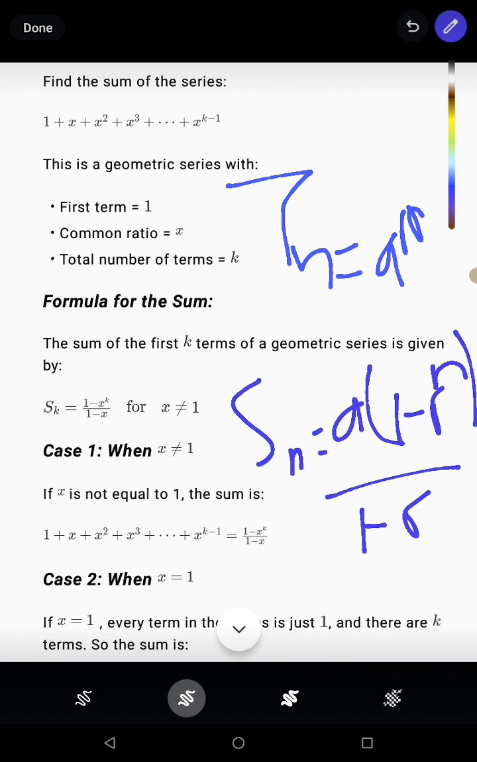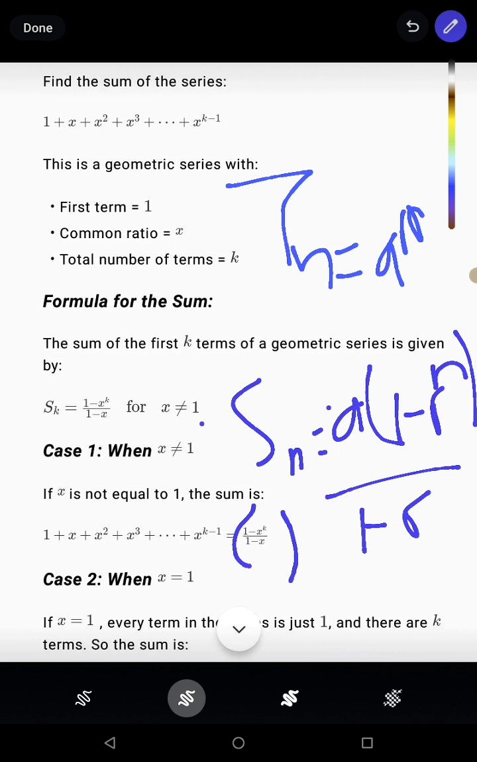So we just use 1 minus x, substituting into this formula. That's how we get what we have here. That is the case when x is not equal to 1. Now, what if x equals 1? We substitute our first term 1 into bracket 1 minus s raised to power k over 1 minus x. The 1 here is insignificant, since 1 times anything is itself. That's how we get this one here.